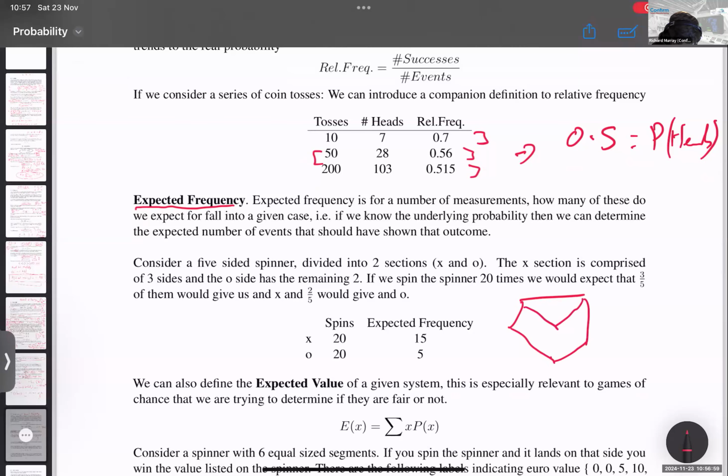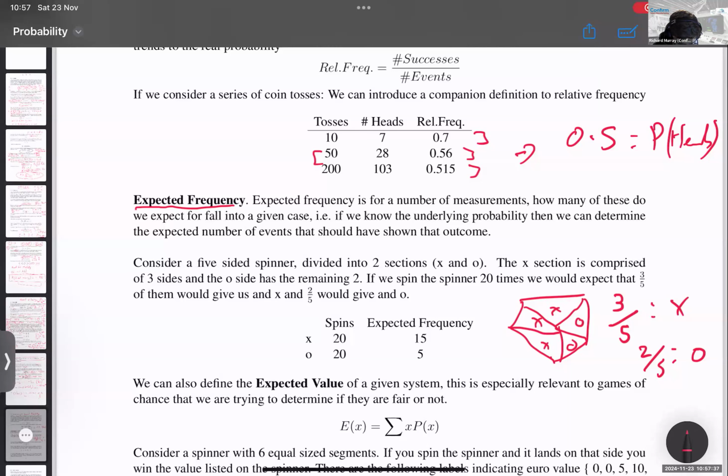so if we have a five-sided spinner and we have marked it off so that three sides have an X and two sides have an O, we would expect that when we spin this spinner, which is drawn pretty badly, apologies for that, we would have a 3 in 5 chance of spinning an X and a 2 in 5 chance of getting an O. So if I was to spin this 20 times, our assumption would be that 3/5 of our results would be an X and 2/5 of our results would be an O.